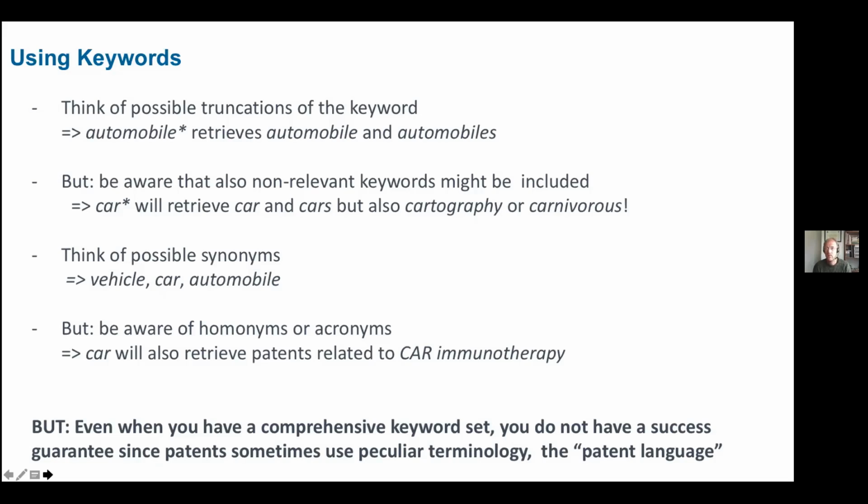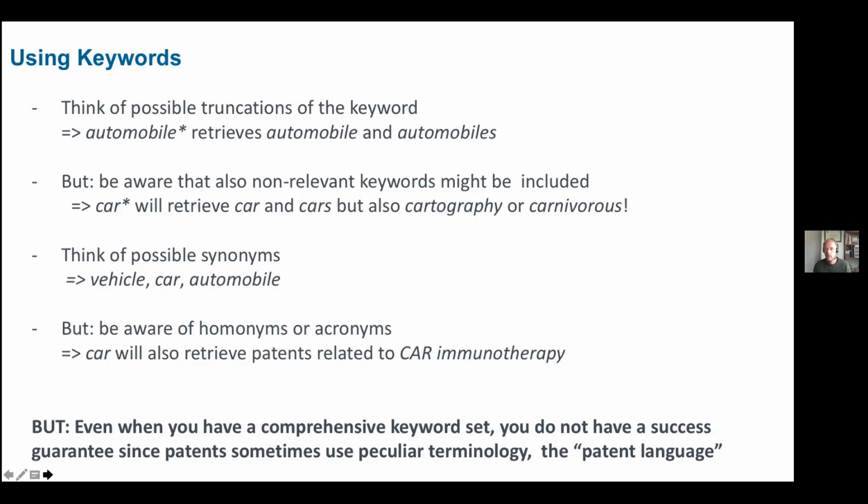Then also think of possible synonyms, which is quite straightforward. If we keep the example of car, I would include also vehicle, automobile. But in this sense, also be careful of homonyms or acronyms. For example, CAR is also an acronym for a specific immunotherapy, cancer immunotherapy. In this case, if you only used the keyword car without restricting anything else, you would also retrieve a lot of false positives, which are related not to the automobile car, but to these therapies.